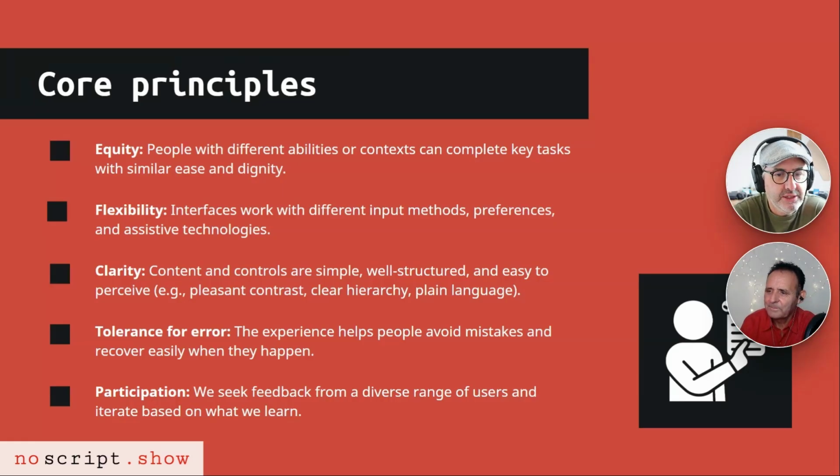Clarity: content and controls are simple, well structured, and easy to perceive. For example, good contrast, clear hierarchy, and plain language. Tolerance for error: the experience helps people to avoid mistakes and recover easily when they happen. And participation, finally: we seek feedback from a diverse range of users and iterate based on what we learn. Over to you.